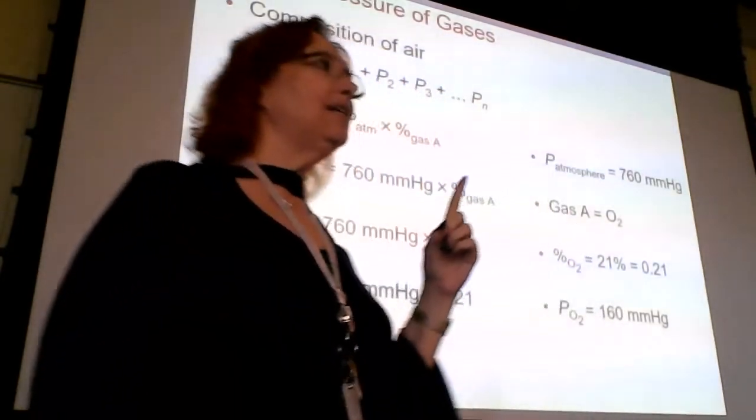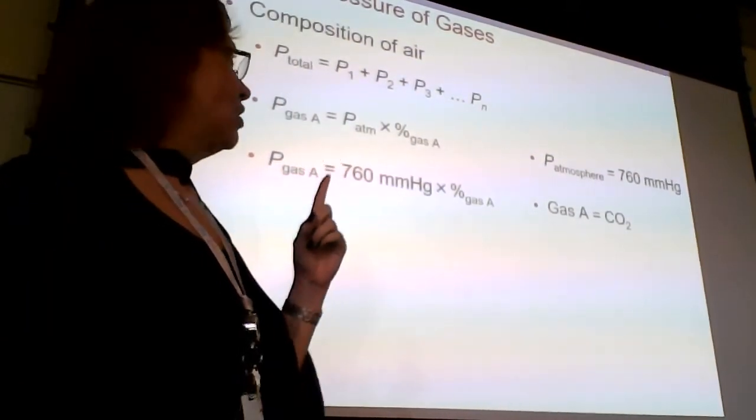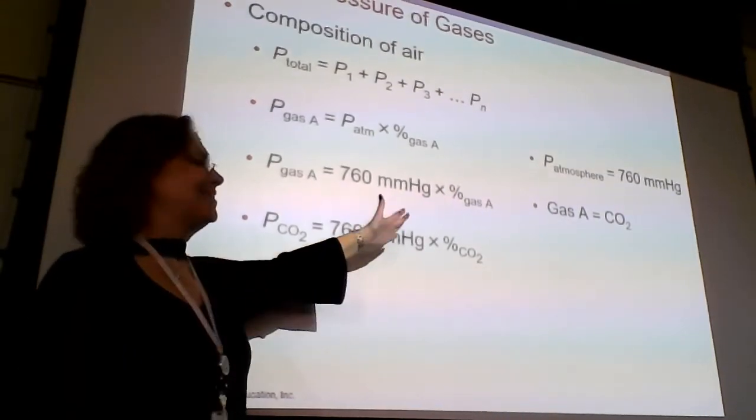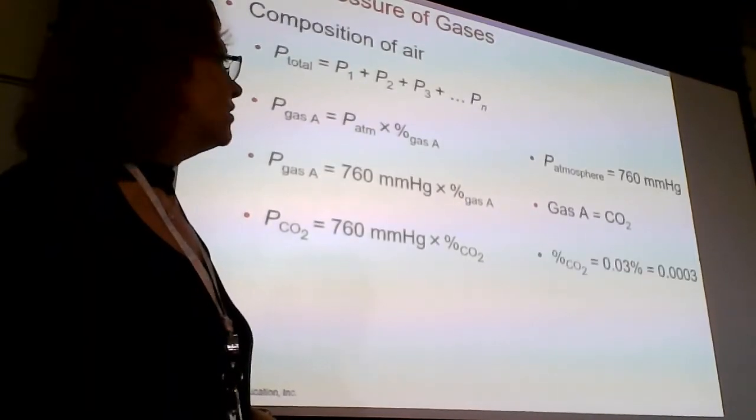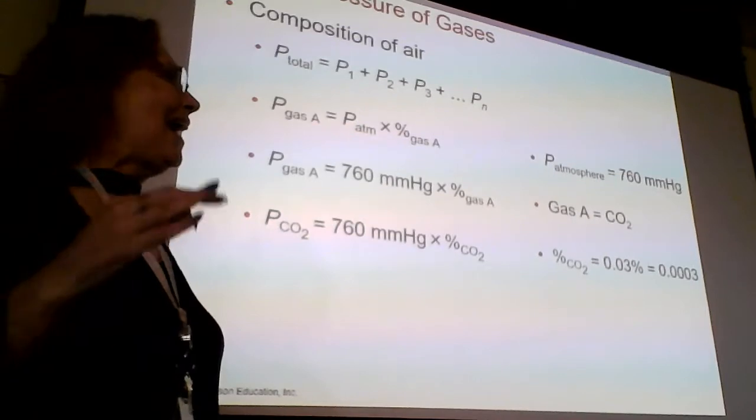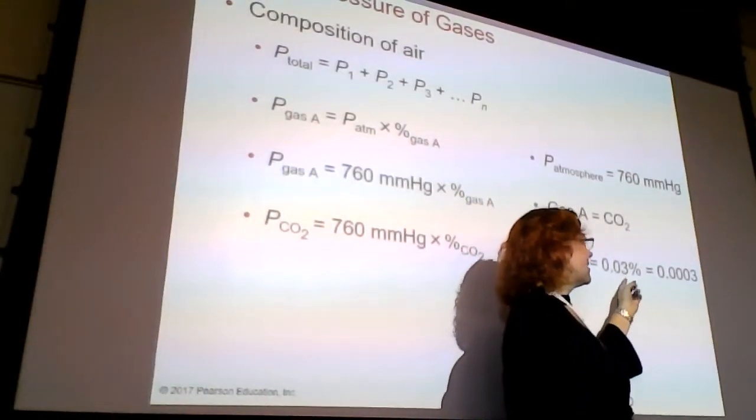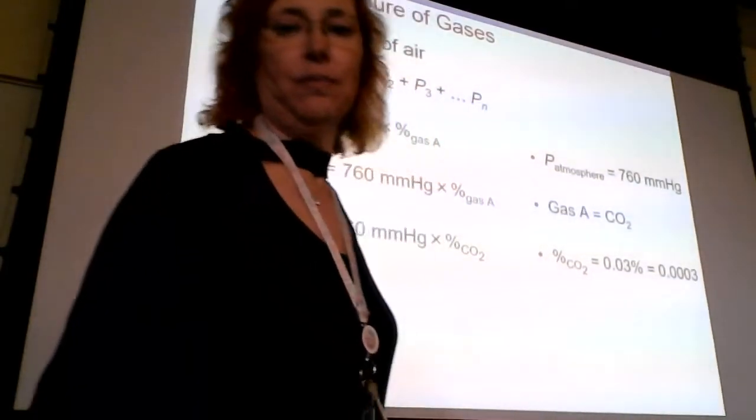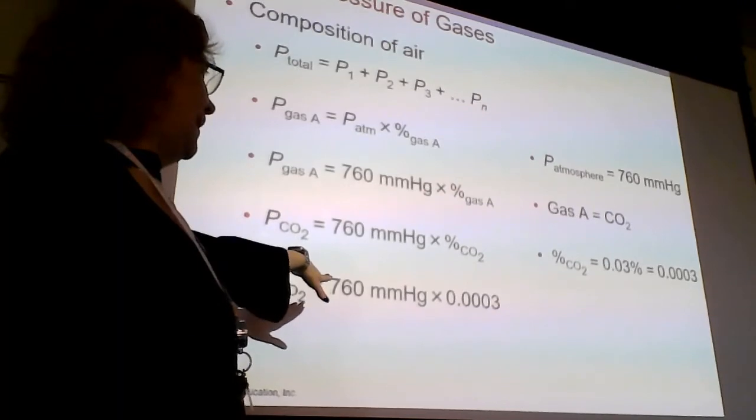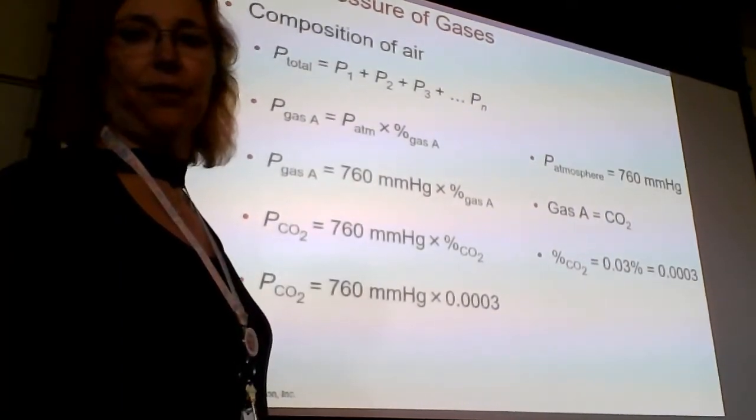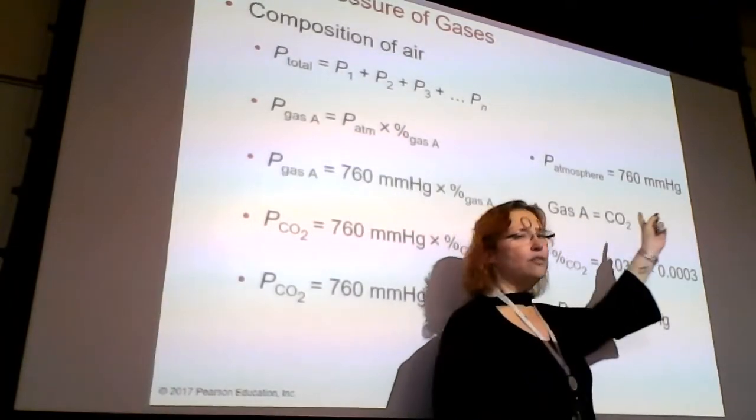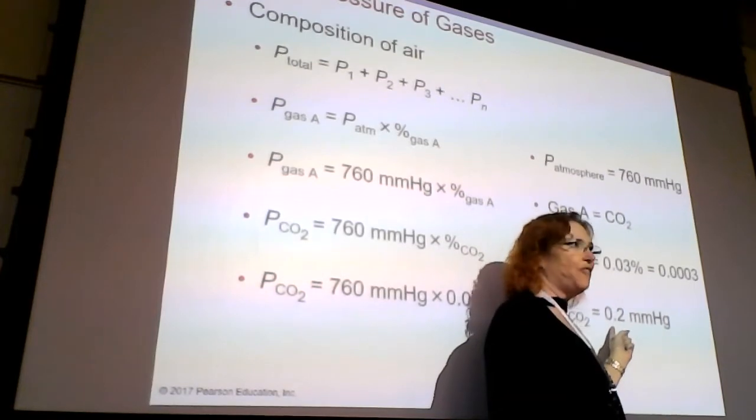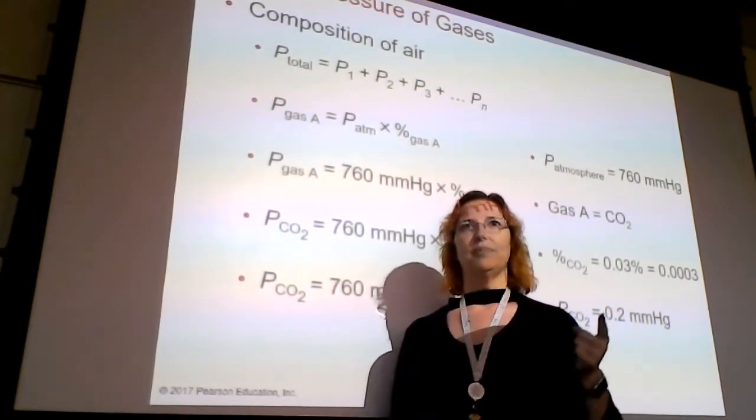Once more with feeling. What's the other one I'm going to do? Carbon dioxide. So in this case, A is CO2. The partial pressure of CO2 is 760 times the percent of CO2 in atmospheric air. We said the percent of CO2 in atmospheric air is 0.03%. So I divide this by 100, getting 0.0003. So the partial pressure of CO2 is 760 times 0.0003. Of the 760 millimeters of mercury of total atmospheric air, 1/5 of 1 millimeter of mercury is carbon dioxide.